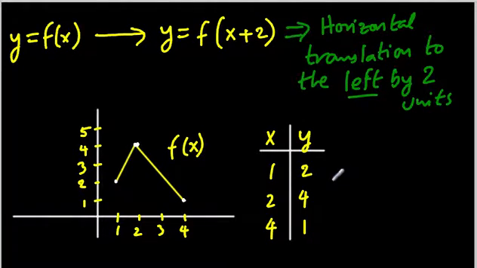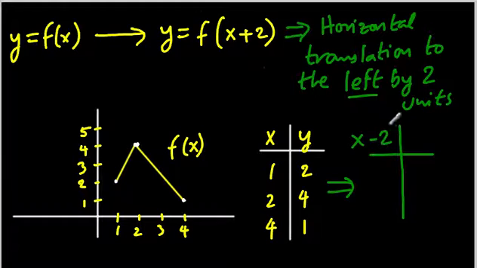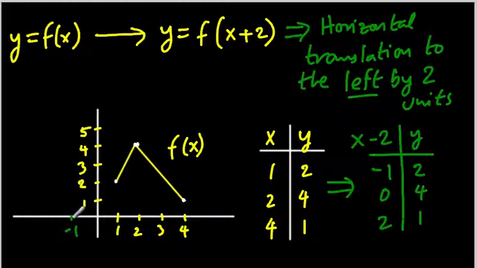So if this is our original xy table, how will the transformed one look? Well, if all the x's are being moved by 2 to the left, it's going to be x minus 2. The y's are not affected whatsoever, so that just remains y. So this 1 minus 2 will become negative 1. 2 minus 2 is 0, and 4 minus 2 is 2. And since y is not affected, that just remains as 2, 4, and 1. And now let's plot these points. So our first point is negative 1, 2. That's where it is right there. Then 0, 4 is right there, and 2, 1 is right here.